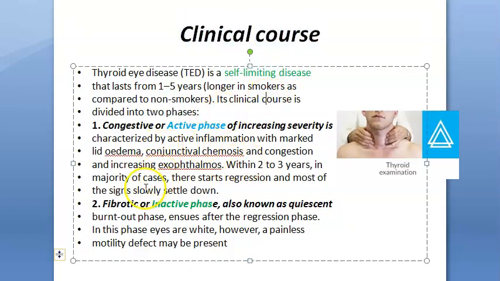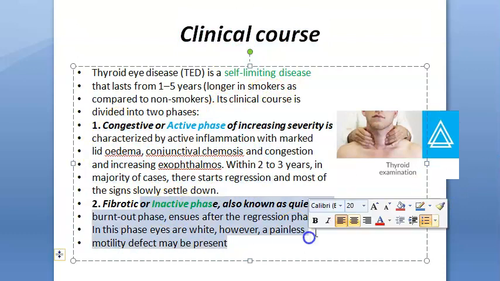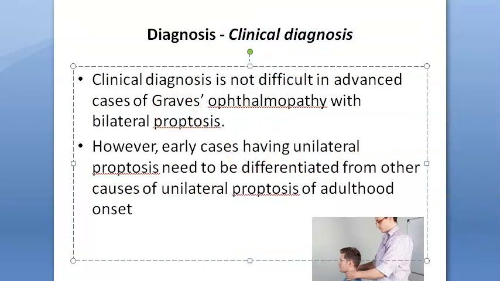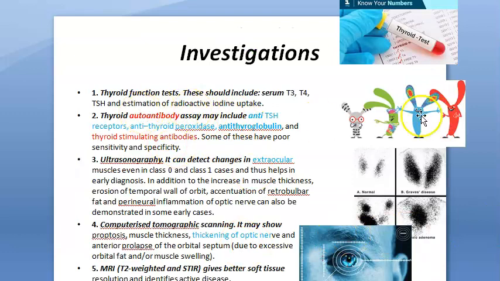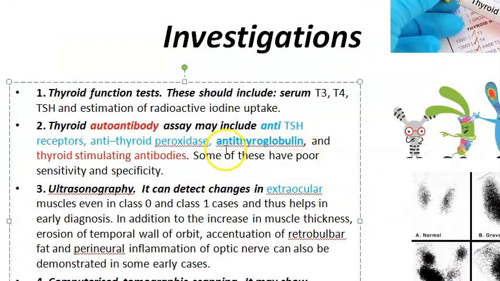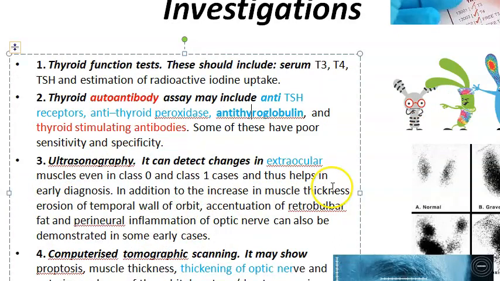Clinical course: it is self-limiting, but there is an active phase and an inactive phase. Clinical diagnosis is not difficult if it is an advanced case. Yes, we can see the staring. Investigations, what will you do? You will check for antibodies against what all? Against the TSH receptors, against thyroid peroxidase, and against thyroglobulin. So many antibodies you will have which are against the thyroid, right? There could be thyroid stimulating antibodies. There could be anti-thyroid antibodies, right? So it could be either way, like I told you, hyperthyroidism or hypothyroidism.